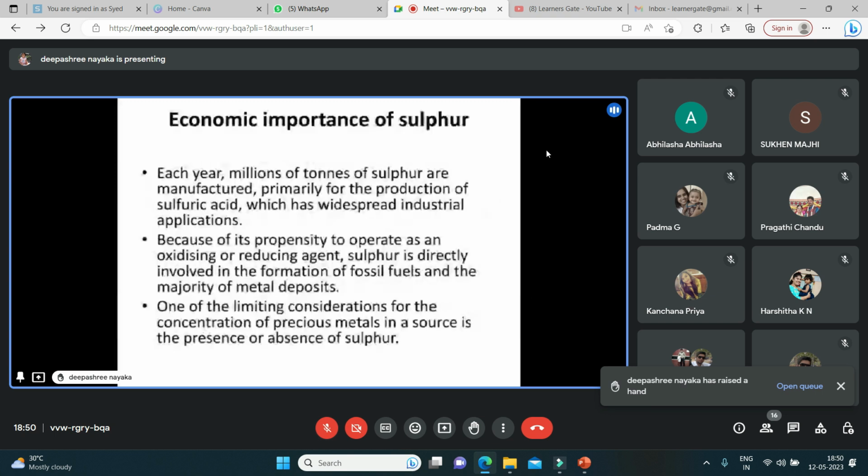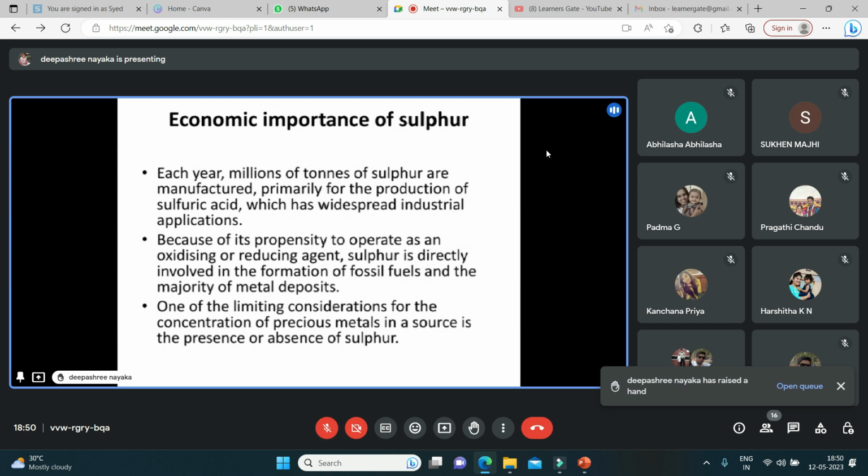The economic importance of sulfur. Millions of tons of sulfur are manufactured primarily for the production of sulfuric acid, which has widespread industrial applications. Because of its propensity to operate as an oxidizing or reducing agent, sulfur is directly involved in the formation of fossil fuels and the majority of metal deposits.